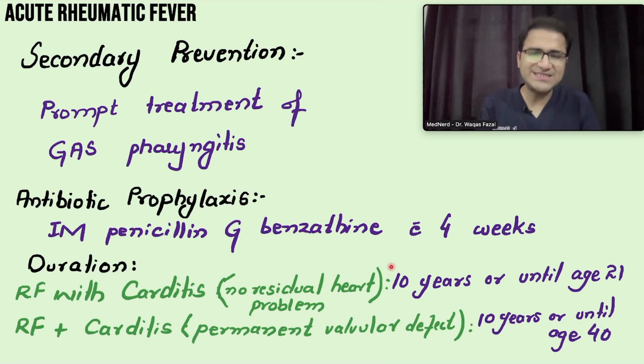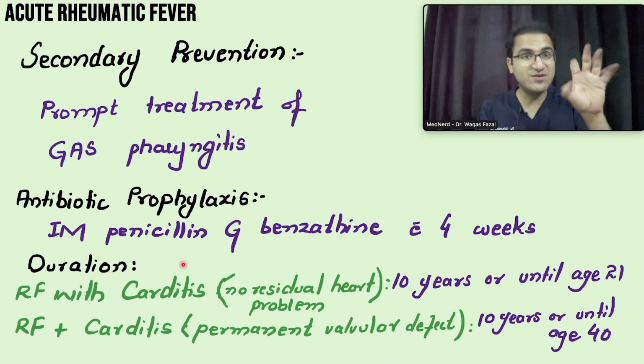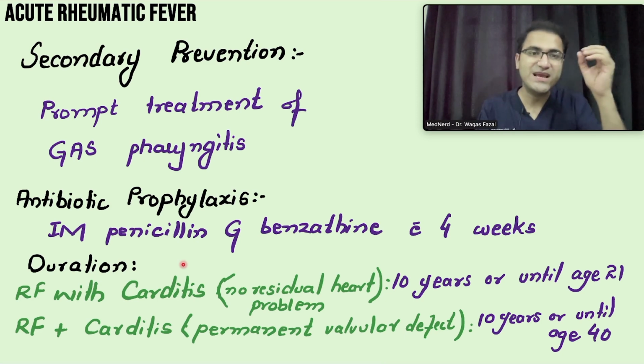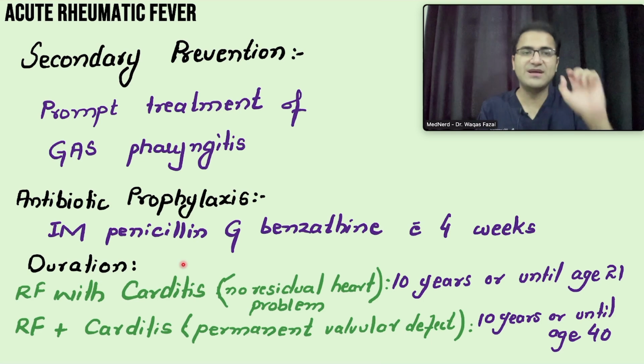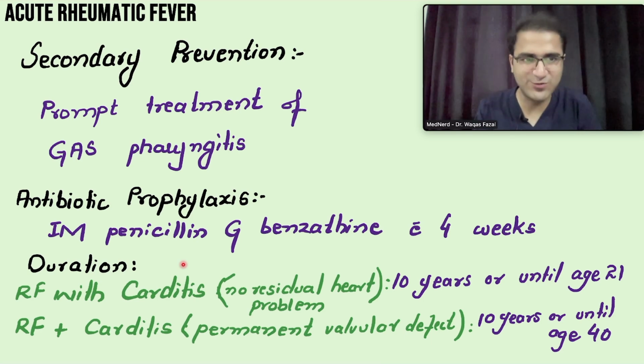Now you would be thinking that sometimes it can also happen that the patient might develop rheumatic fever, but the patient is not having any heart involvement. In such cases, if the patient is an adult, then benzathine penicillin is given for 5 years. And if the patient is a child, then the patient is given benzathine penicillin monthly until the patient reaches the age of 21. So these are the different cases that you must know about antibiotic prophylaxis.